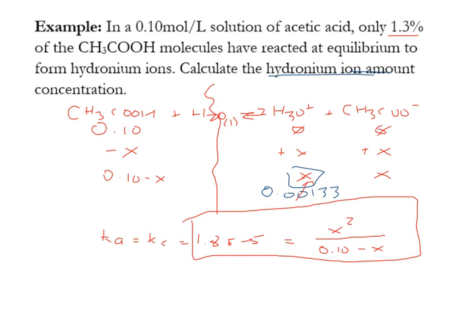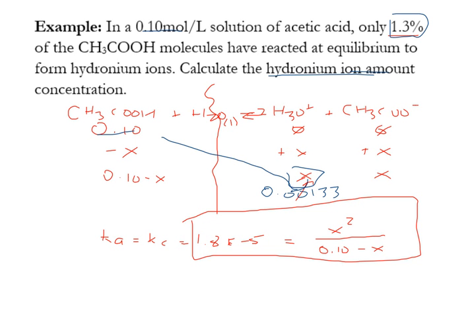Which, I gotta be honest, I actually took a really long time to do a question that could have been much shorter. Because didn't it tell me that only 1.3% of this changed? You guys can do this in your heads, right? If you took this number here and multiplied it by 1.3%, isn't that what that was going to be?